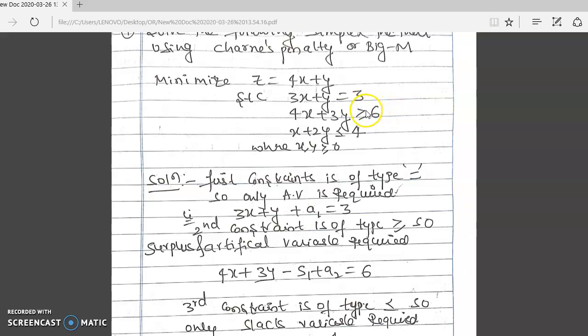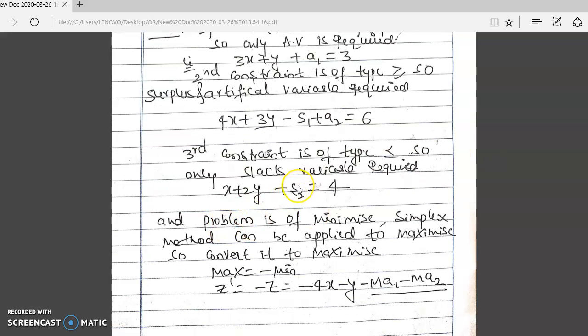Similarly, the second one is greater than, so we require a surplus and an artificial variable. Just look here, the surplus variable is minus and the artificial variable is plus. Similarly, the third equation is less than, so we require only a slack variable. We made it S2. Then rewrite the equation.